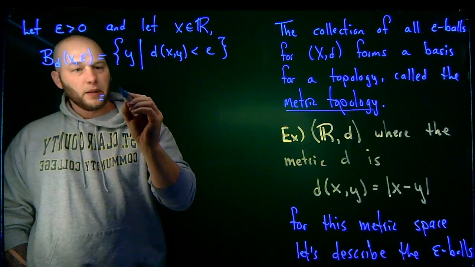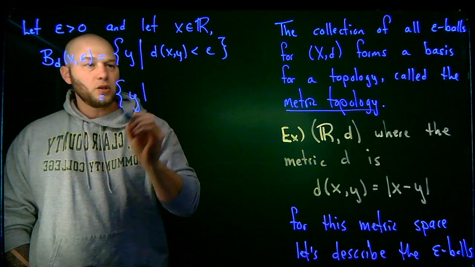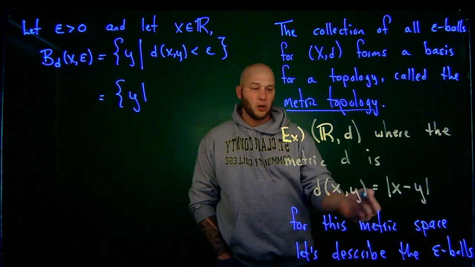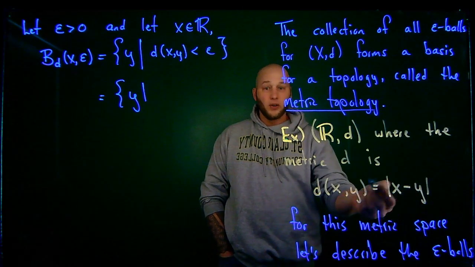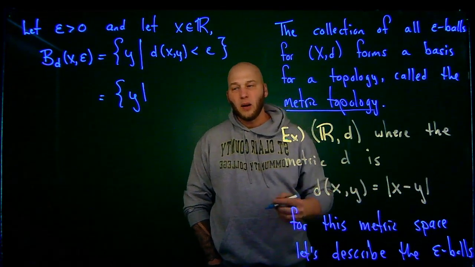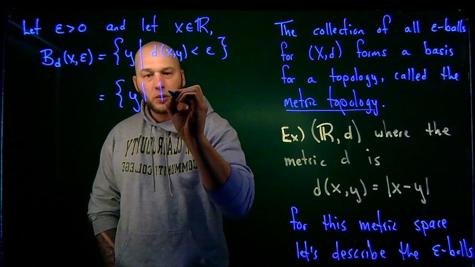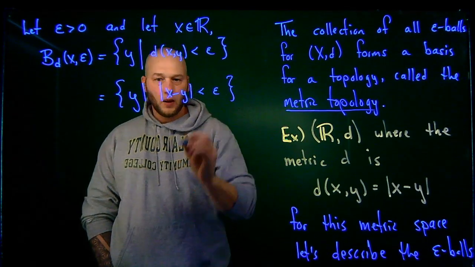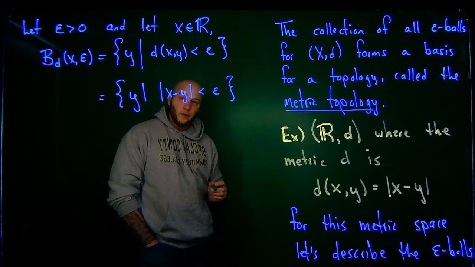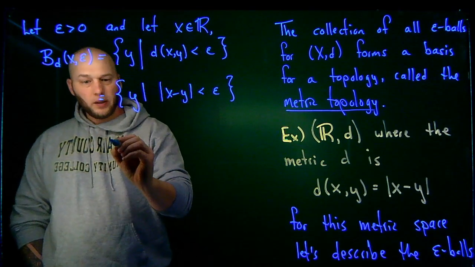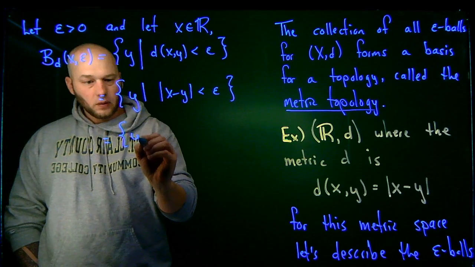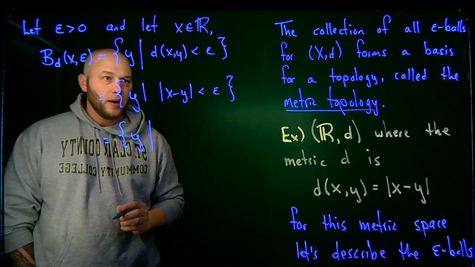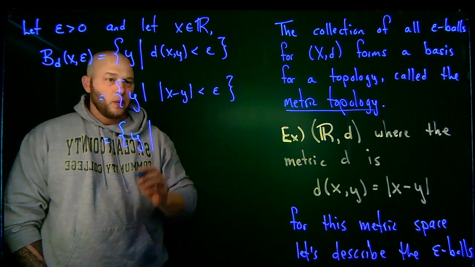What can we say about that? This is the set of y such that, remember that in this case my metric was the absolute value metric, the absolute value of their difference, said differently, the distance on the number line. That would be the absolute value of x minus y is less than epsilon. For that absolute value, we can rewrite it. x was a fixed value and y is the unknown, so let's see how I want to write that.